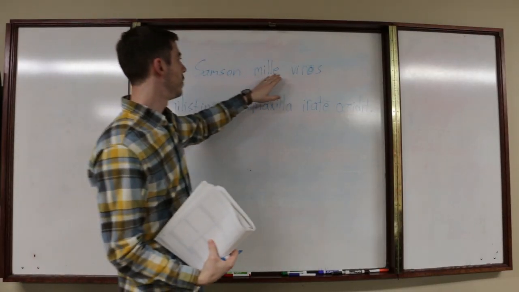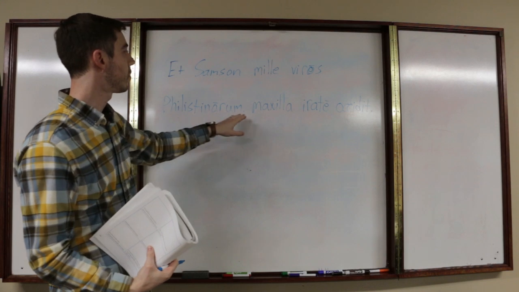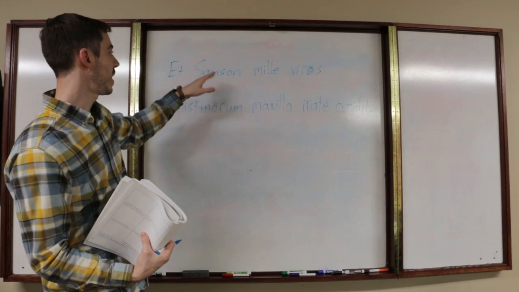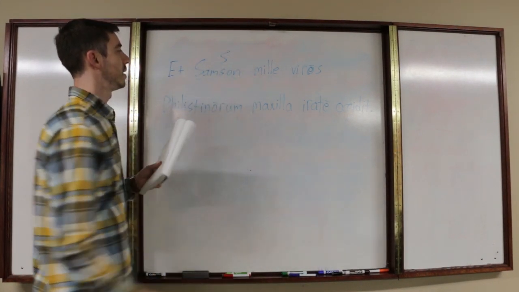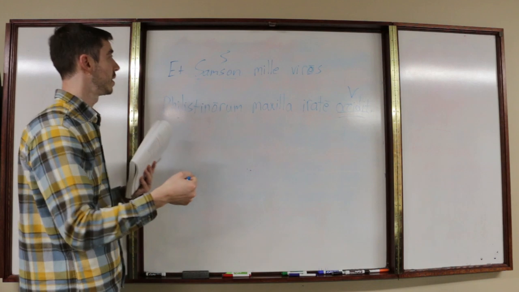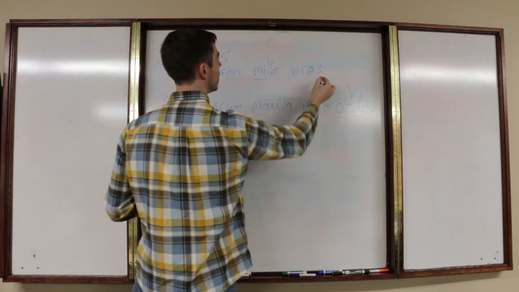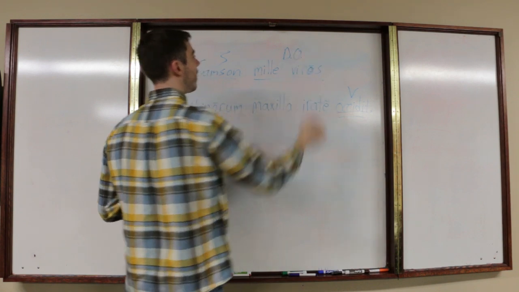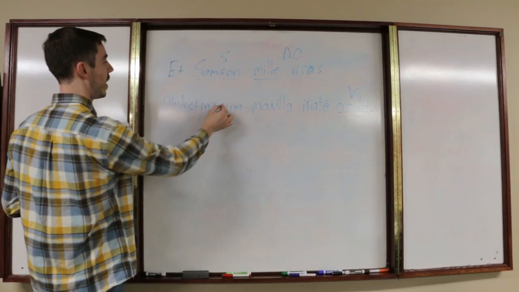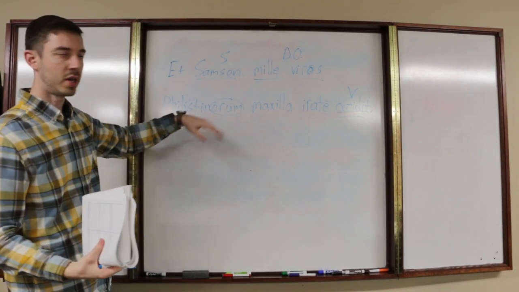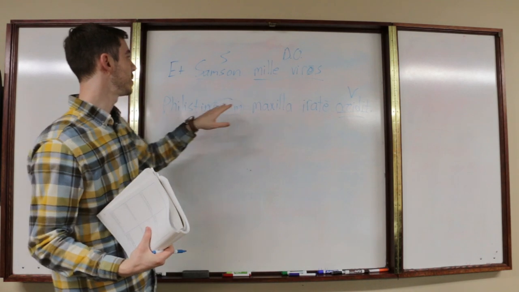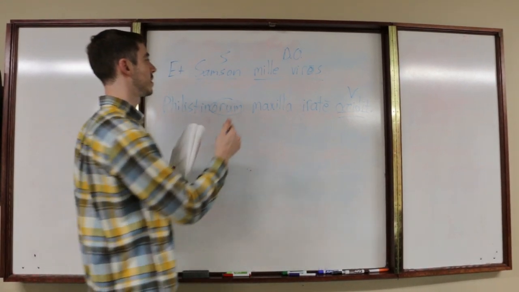Et Samson mille viros Philistinorum maxilla irate occidit. And Samson, okay, here's our subject. Samson does what? He occidit. Here's our verb. He kills. Who does he kill? Mille viros, 1,000 men. So here's our direct object. 1,000 men of the Philistines. Here we have another genitive ending. So Samson, he kills 1,000 men of the Philistines.